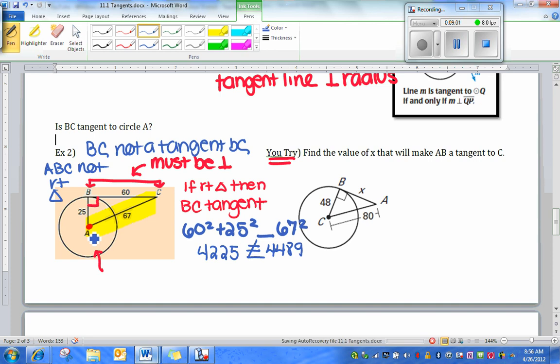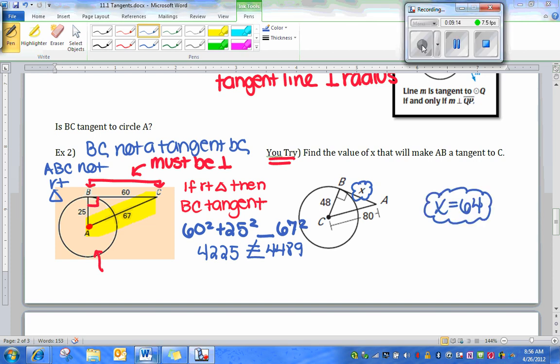So what I would like for you to do is, on the you try section, figure out what value of x will make AB a tangent to circle C. You should have gotten 64 for the answer to this question. If you didn't, please go back and change your work. I won't accept answers without work, okay? So for this you try question, make sure you show your work to get the answer of 64.